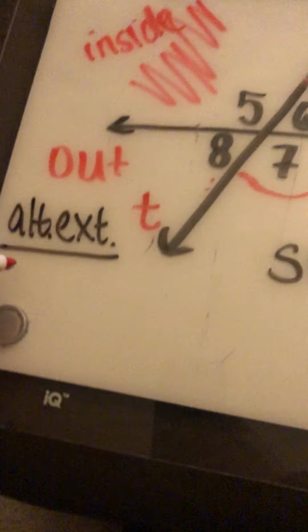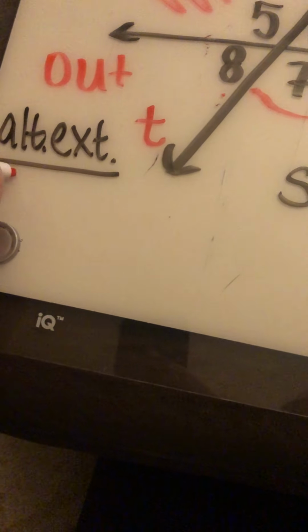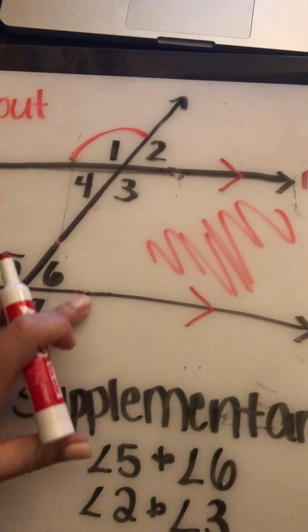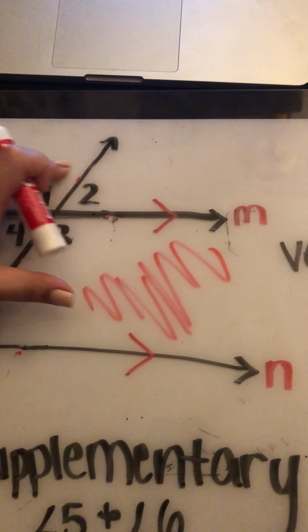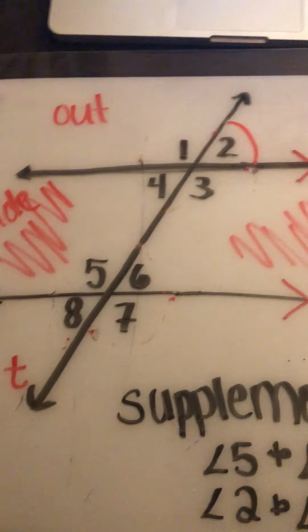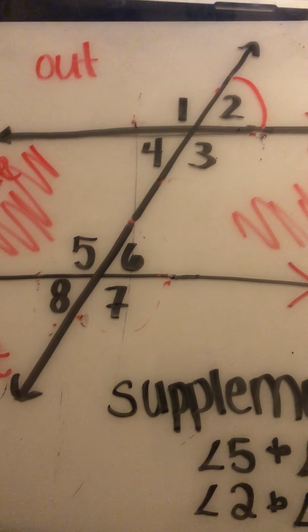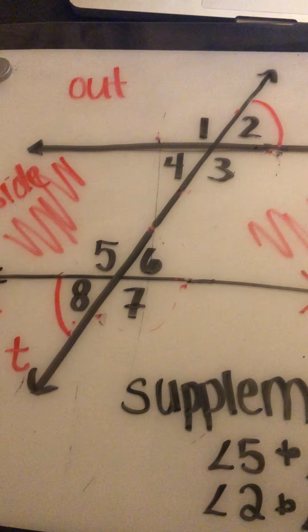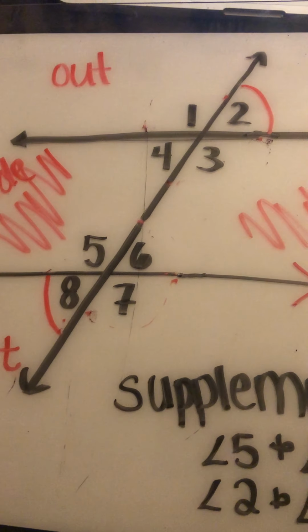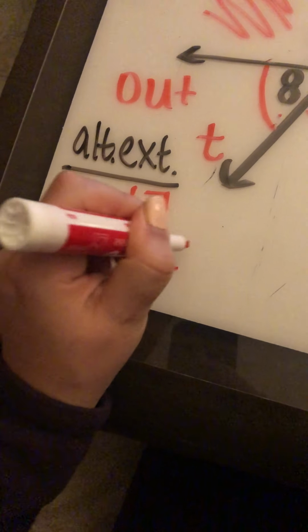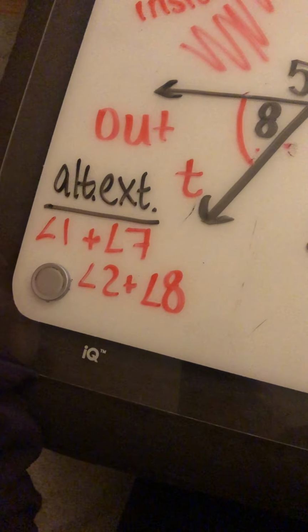So alternate exterior could be angle 1 and angle 7. And the other set of alternate exterior angles would be if I pick 2, then the angle that is alternate exterior to angle 2 would be 8. It's opposite, it's outside, and they're not next to each other. So then angle 2 and angle 8 are also alternate exterior.